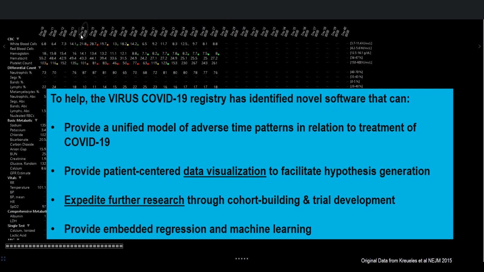To identify more effective forms of care, the virus COVID-19 registry has identified novel software that can provide a unified model of adverse time patterns in relation to treatment of COVID-19. It can provide patient-centered data visualization to facilitate hypothesis generation, can expedite further research through cohort building and trial development, and it provides embedded regression and machine learning capabilities.